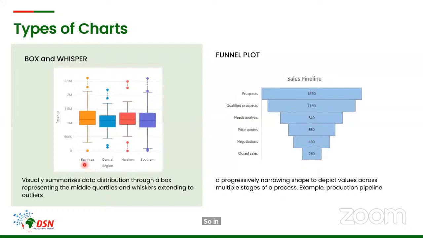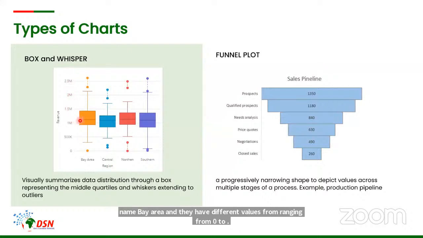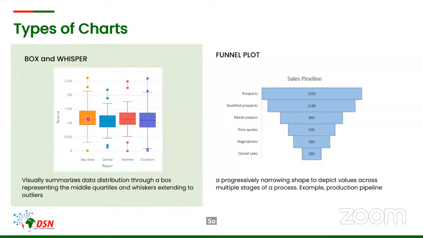So if we have a category, or a column, that is named Bay Area, and they have different values ranging from 0 to 2.5 million. So the median revenue here is sitting at around 1.15 million. Then the first quartile is sitting around, let's say, 900,000. Then the third quartile, which is a little above the median, is sitting around 1.4 million. Then we have the maximum. We can take the maximum to be 2 million.